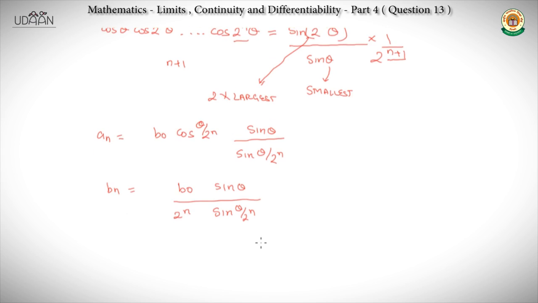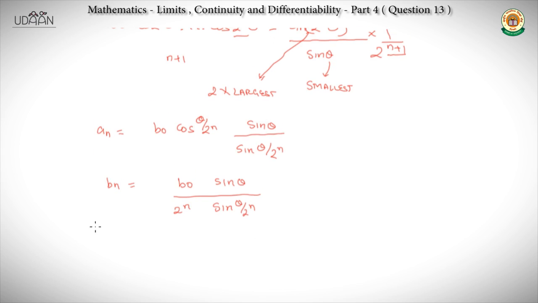Exactly. So now we have to find the limit of n tending to infinity of bn. So let this limit be equal to L1. So limit n tends to infinity of bn equals limit n tending to infinity of b naught sin theta divided by (2 power n sin (theta by 2 raised to n)). So what we'll do is arrange the terms. We'll multiply and divide by theta. Let's just go to the next page over here. So moving on to the next step.